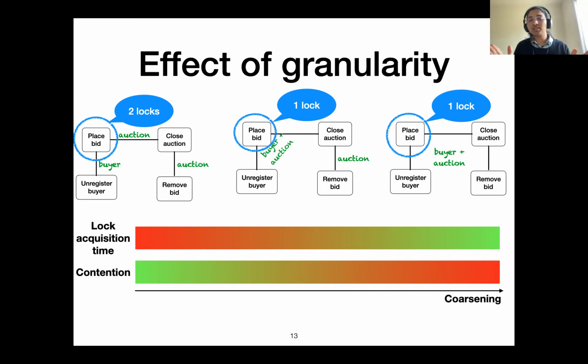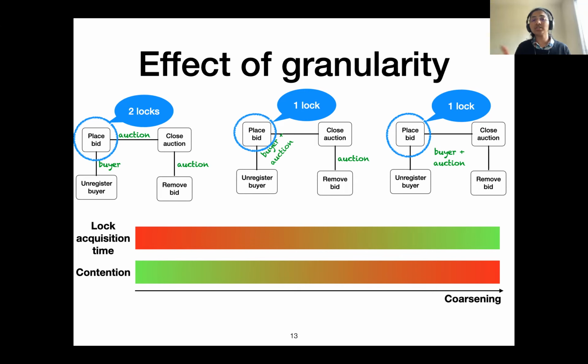But when we coarsen place bid to the second level, the middle conflict graph in the slide which I'm showing, we can see that now place bid only has to acquire a single lock. So the lock acquisition time comes down a lot. But now, since unregistered buyer and closed auction, which were not waiting for each other in the previous case, now have to wait for each other because they are also sharing the same lock. So in effect, this increases the lock contention in the system.